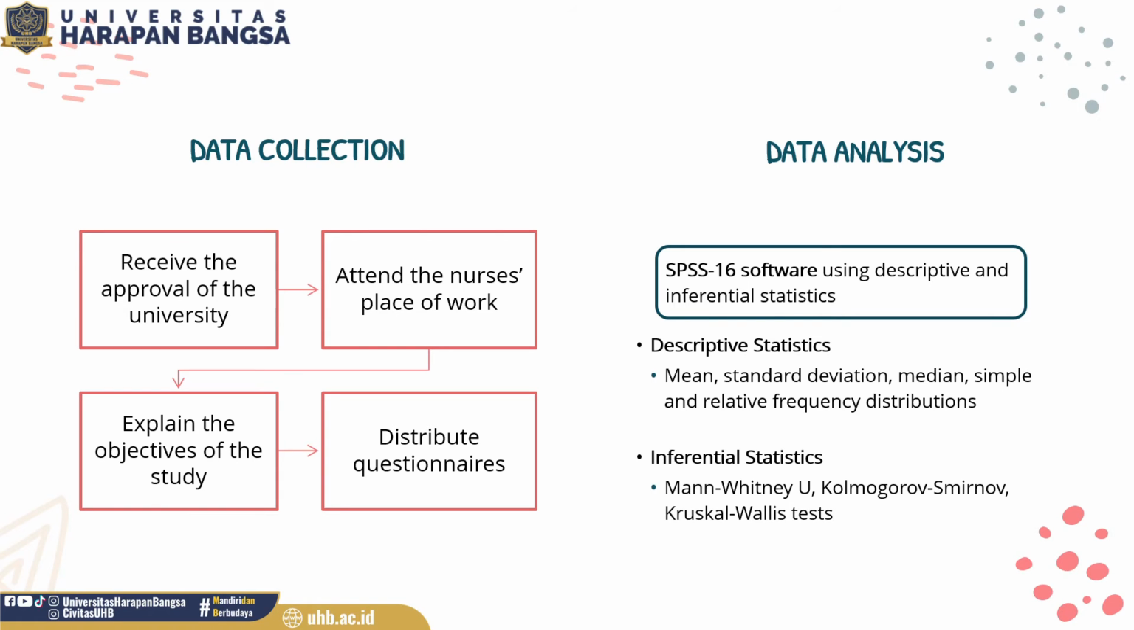Kolmogorov-Smirnov was used to evaluate the normality of the distribution of knowledge, attitude, and practice variables, while Kruskal-Wallis was used to examine the relationship between knowledge, attitude, and practice variables and age and work experience variables. Now let's move to the results.